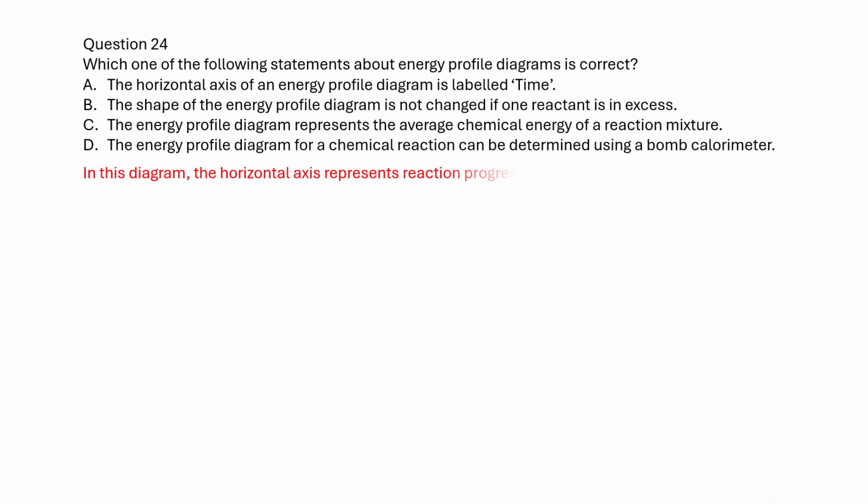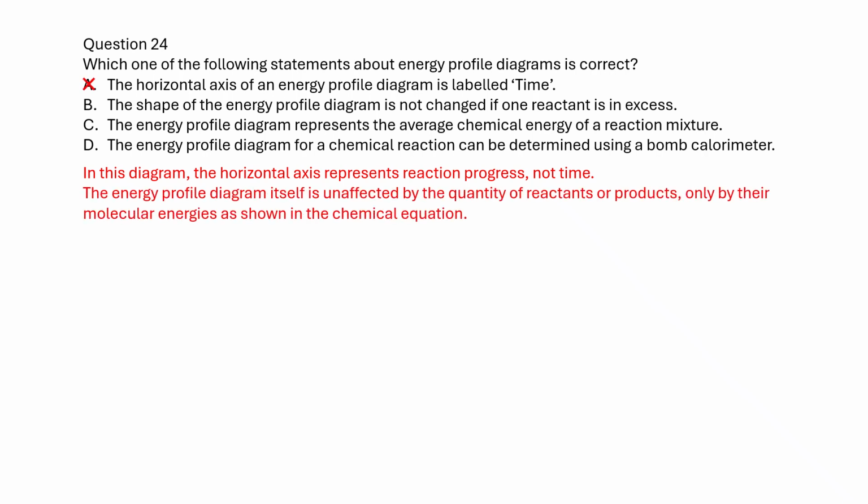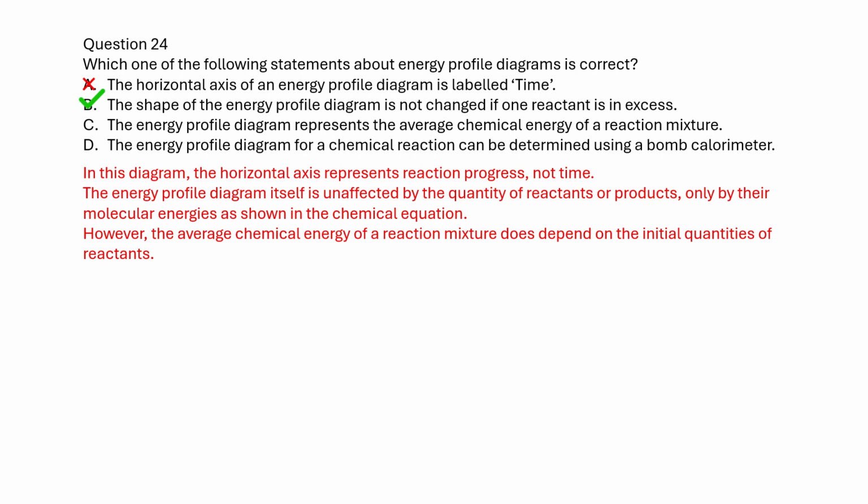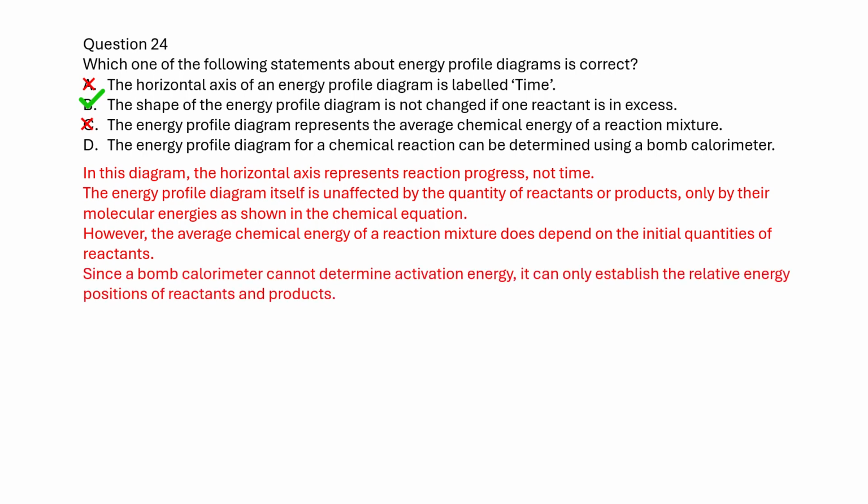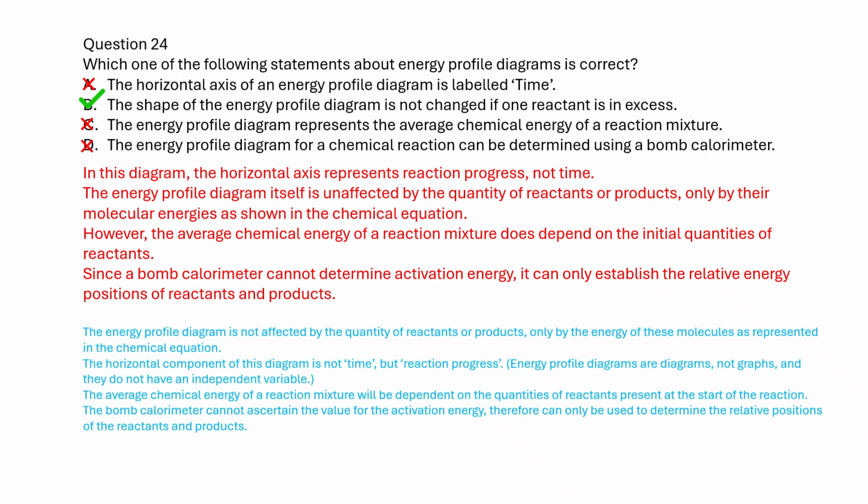In this diagram, the horizontal axis represents reaction progress, not time. The energy profile diagram itself is unaffected by the quantity of reactants or products, only by their molecular energies, as shown in the chemical equation. However, the average chemical energy of a reaction mixture does depend on the initial quantities of reactants. Since a bomb calorimeter cannot determine activation energy, it can only establish the relative energy positions of reactants and products.